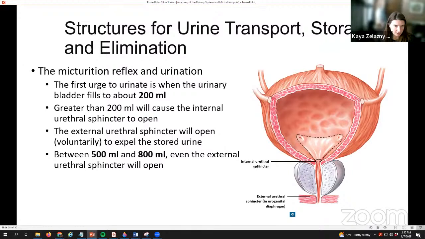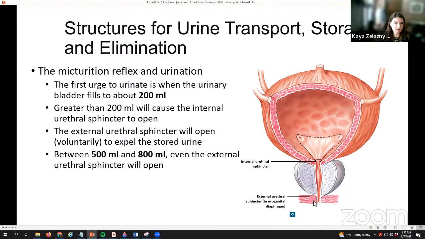So when we're talking about urination and the micturition reflex, we're kind of talking about when you feel like you need to pee, okay? So your bladder can only contain so much, okay? Usually the first urge to urinate, so when you start to feel like you have to pee, is going to be when your bladder fills to about 200 milliliters. So that's like a little less than a soda can of fluid, right? Greater than that 200 milliliters is going to cause your internal urethral sphincter to open. So that's involuntary, right? So this is going to relax and open up, right? So essentially the urine is going to start to push forward here.